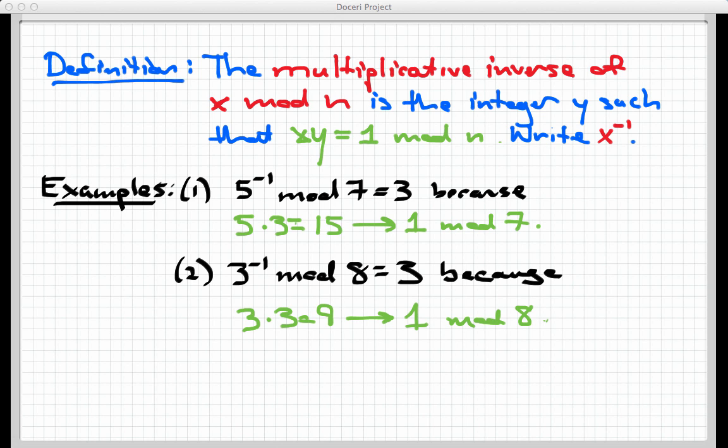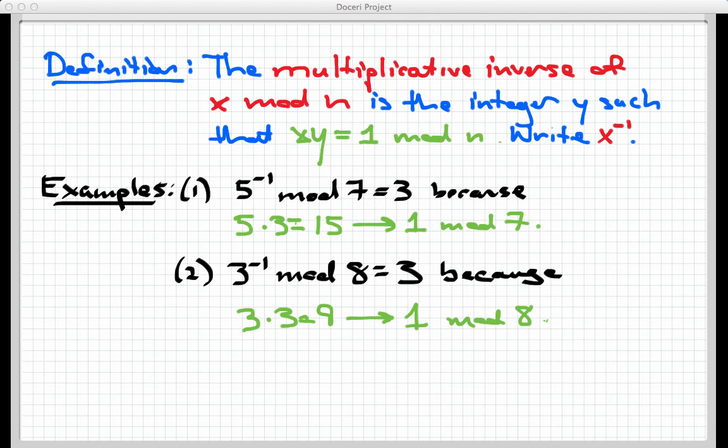This is easy to do when you can use any sort of number you want, but when you're only restricted to integers, it's not so easy. So we're going to make a definition here. We're going to say that the multiplicative inverse of an integer x mod n is the integer y such that x times y is equal to 1 mod n.